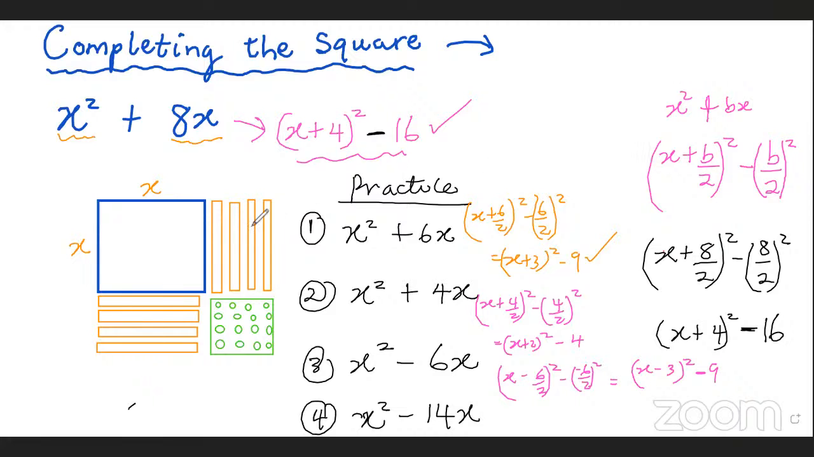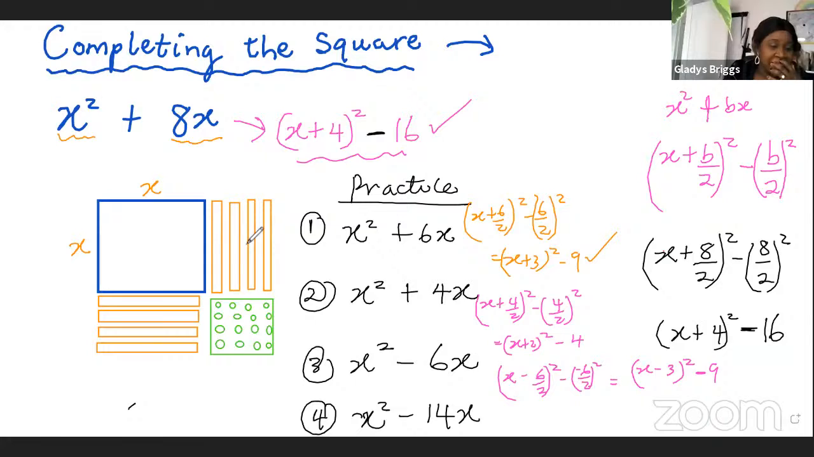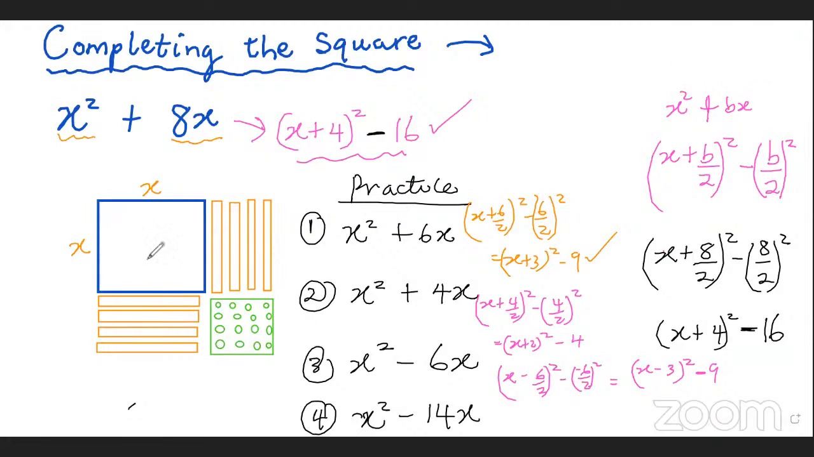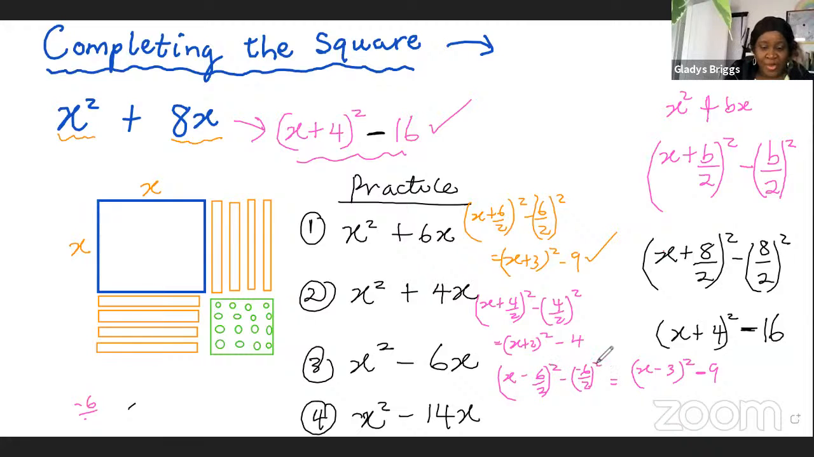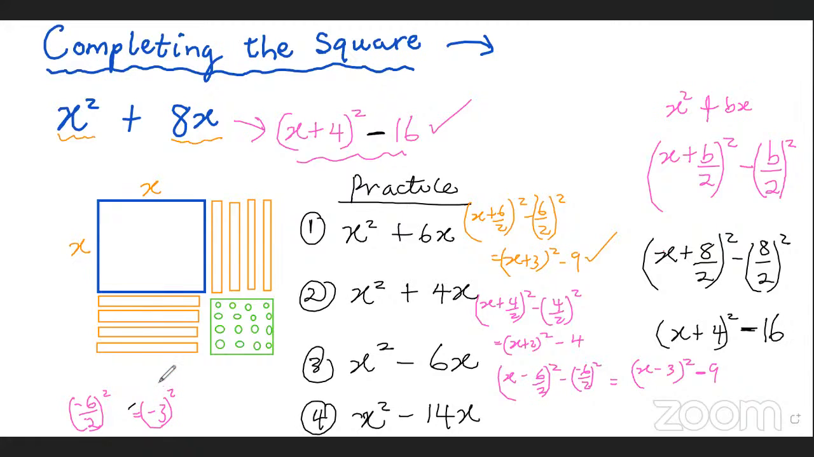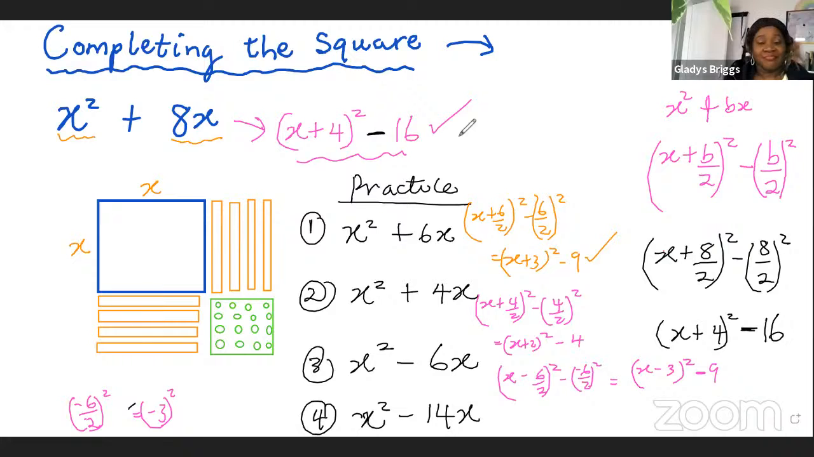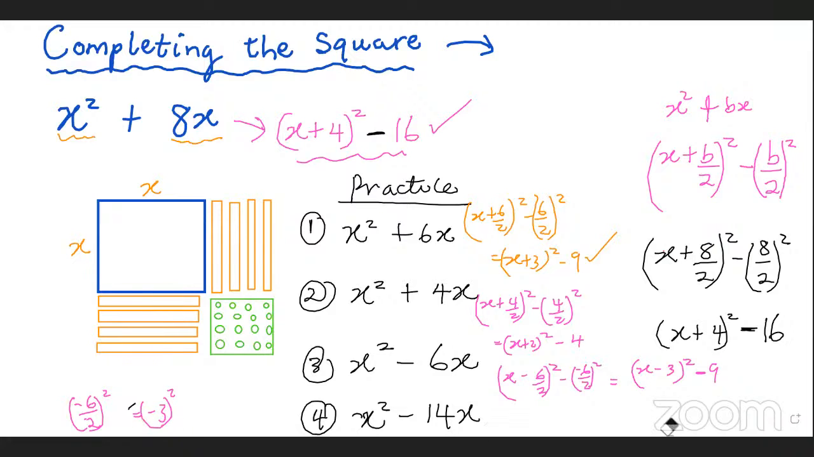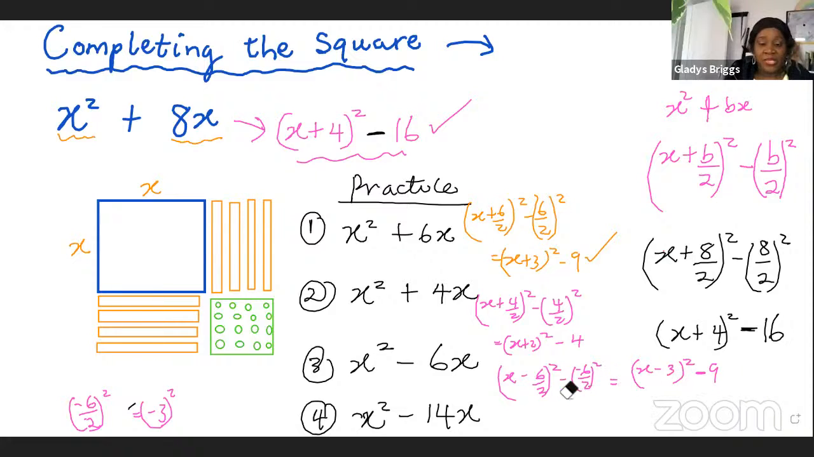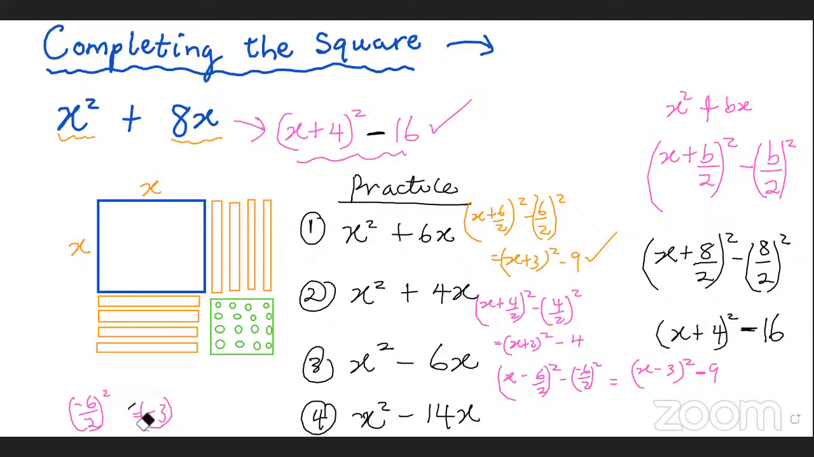Miss, I got plus 9. Why do you think it's plus 9? Because minus 6 over 2, and then outside it's also negative. But it's a square. What is minus 3 squared? Plus 9. Yes. So you wrote minus 9, because outside here it's negative. Yes, minus 9. Okay, that's why I left it.